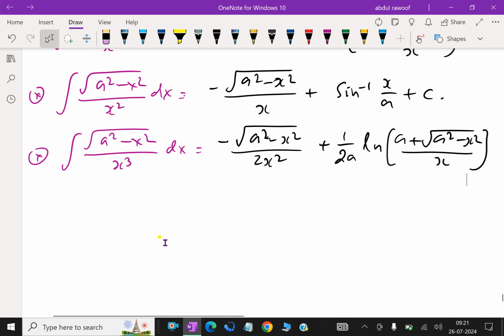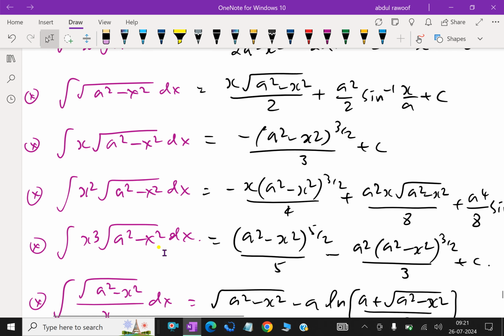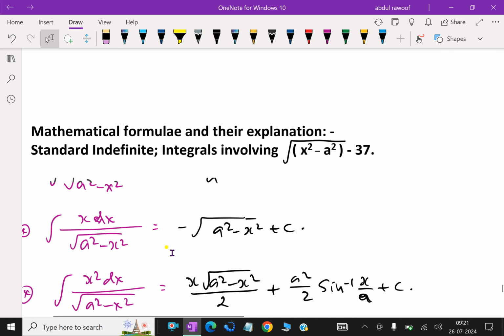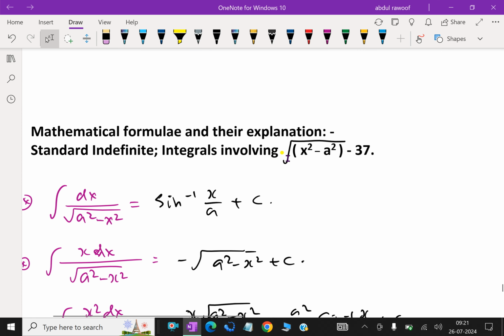So far we discussed some integral formulas for the terms involving square root of a squared minus x squared. Here it is a squared minus x squared, not x squared minus a squared.